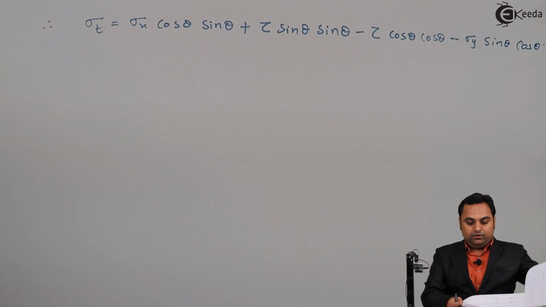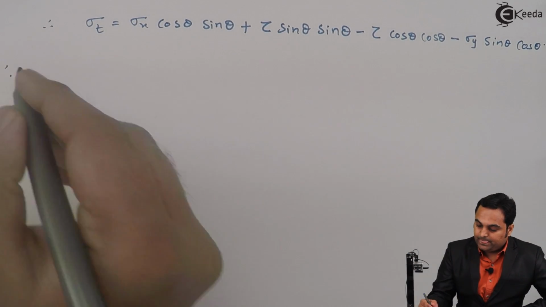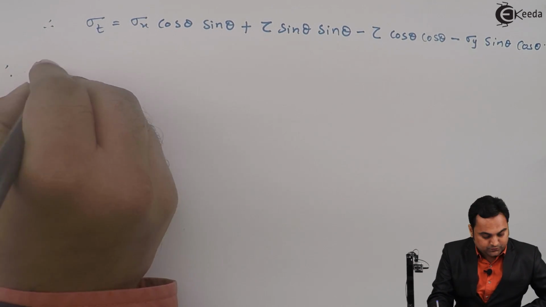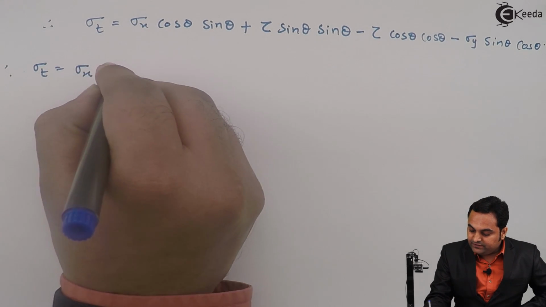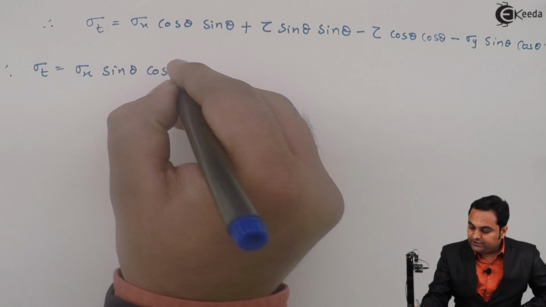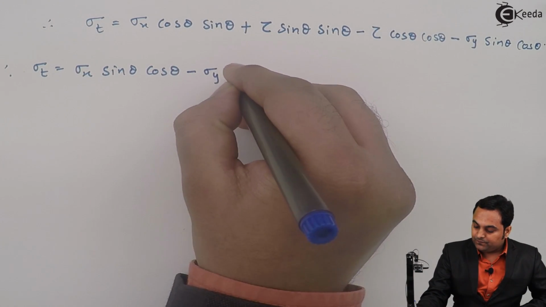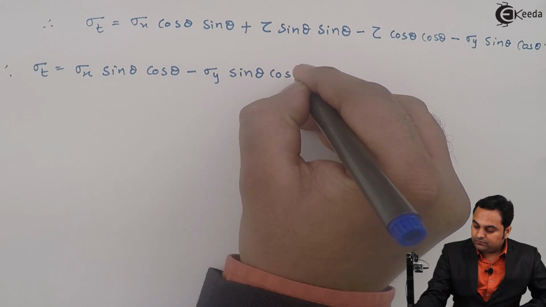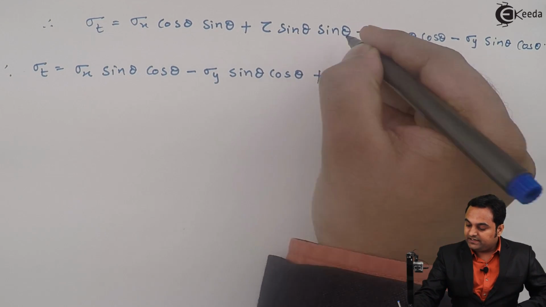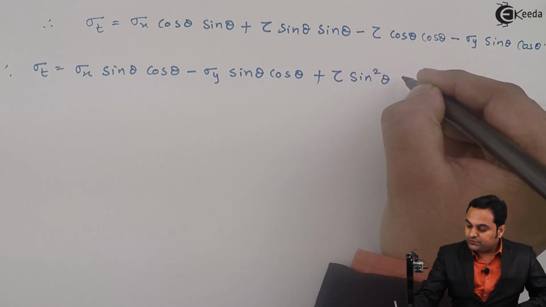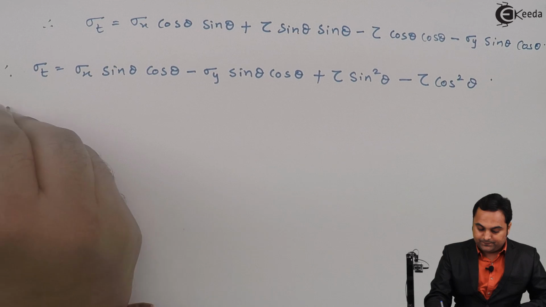Now here I have written this equation. Now in that I can write it in this way, that here we have sigma x sin theta cos theta. I'll bring this term here, so minus sigma y sin theta cos theta, then plus here I have tau sin theta into sin theta becomes sin square theta, minus tau cos theta, that becomes cos square theta.